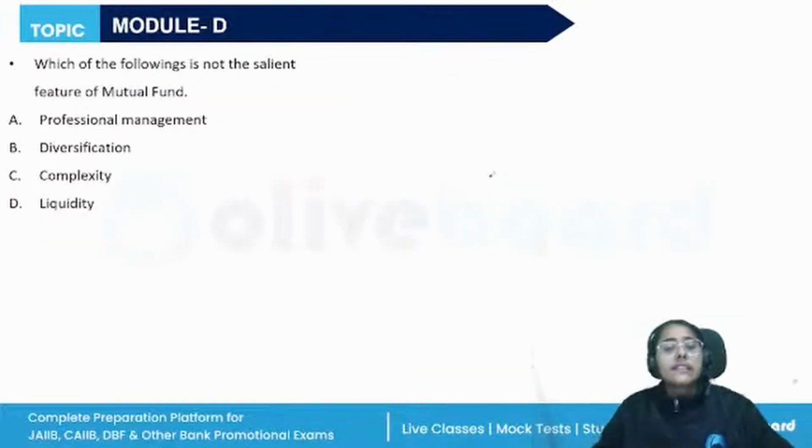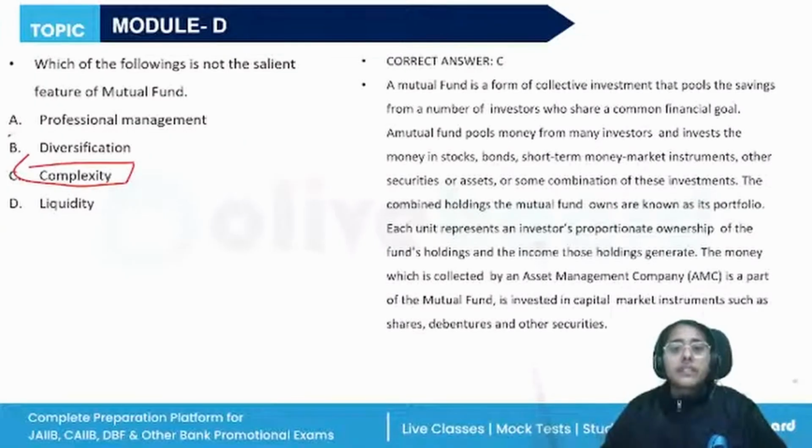All right. Next, which of the following is not the salient feature of mutual fund? Salient features, or what are the benefits of mutual funds undertaken by the banks? So professional management, diversification, complexity, and liquidity. So we can very easily answer this question, which is not a salient feature. So complexity is not a salient feature.